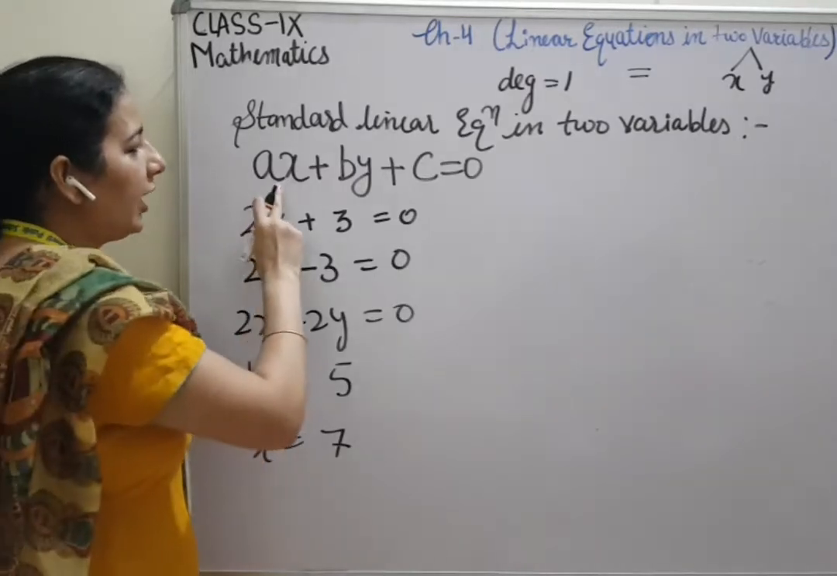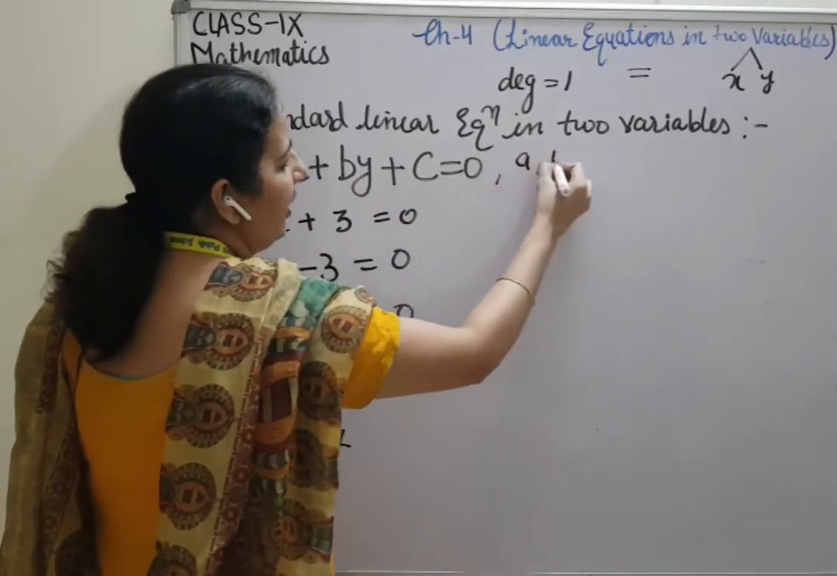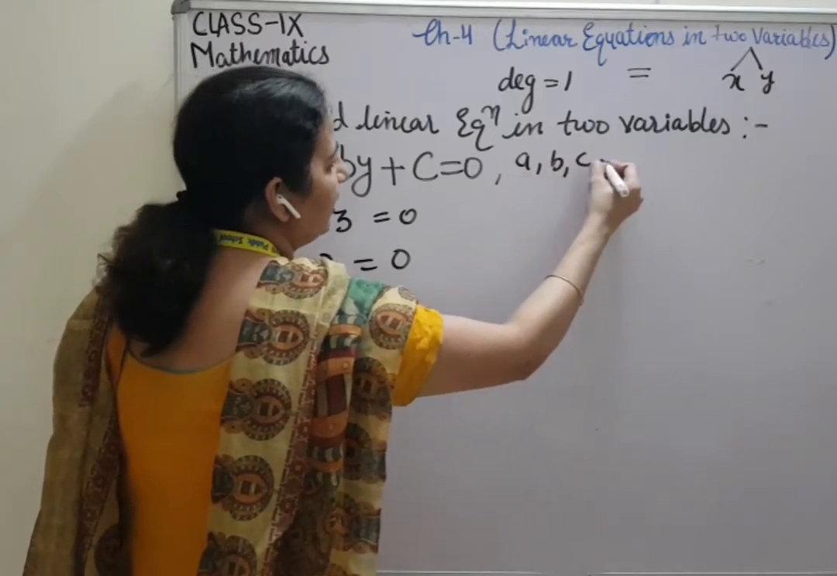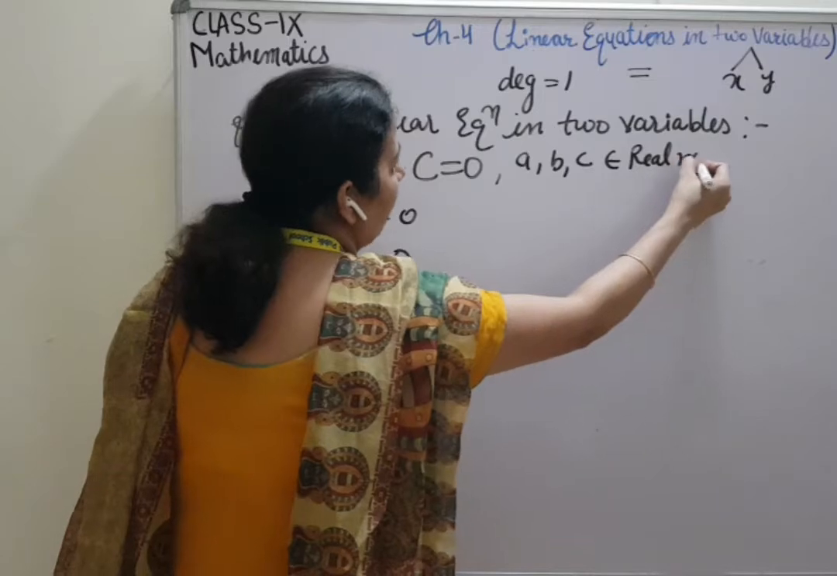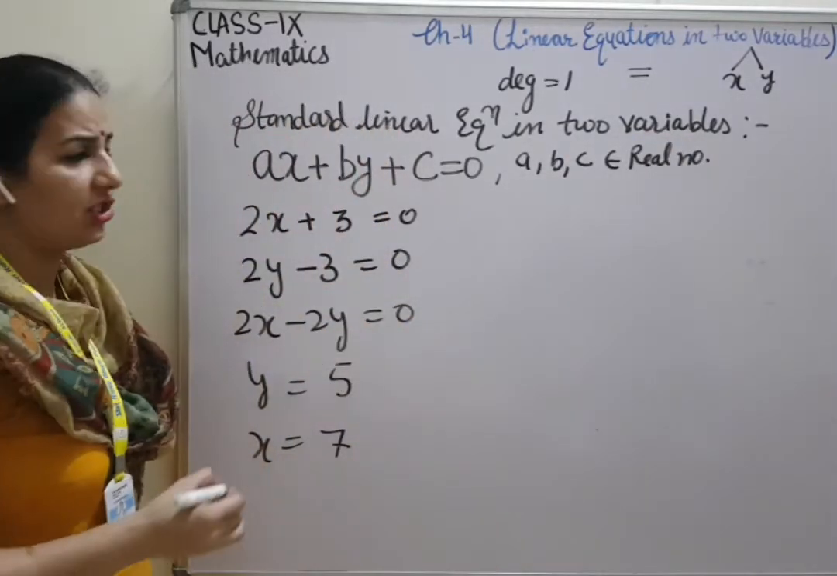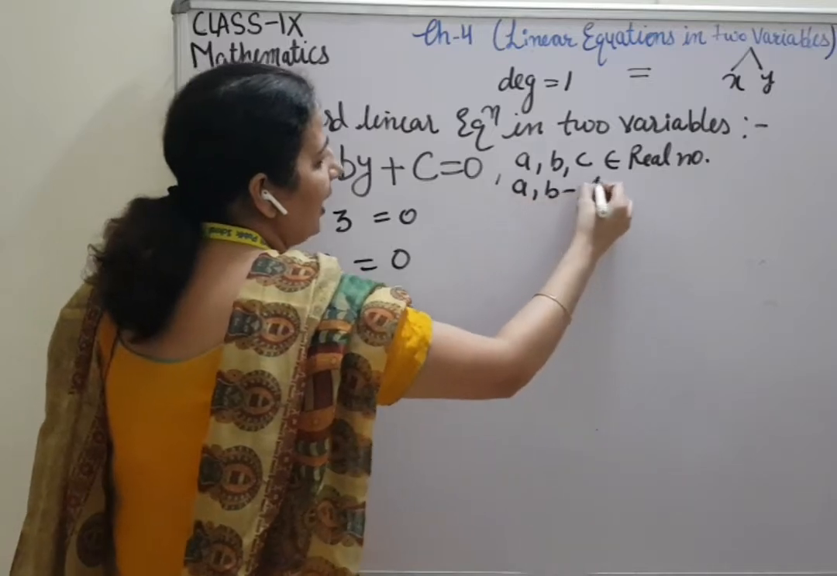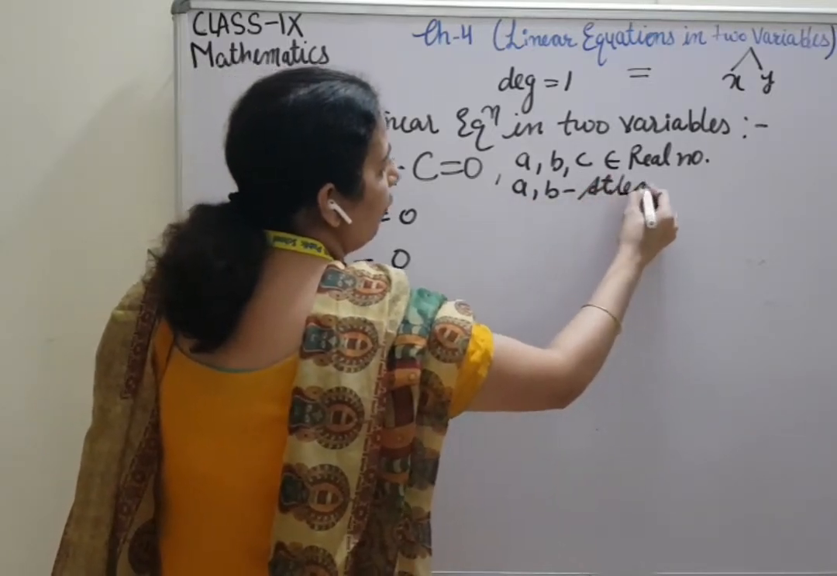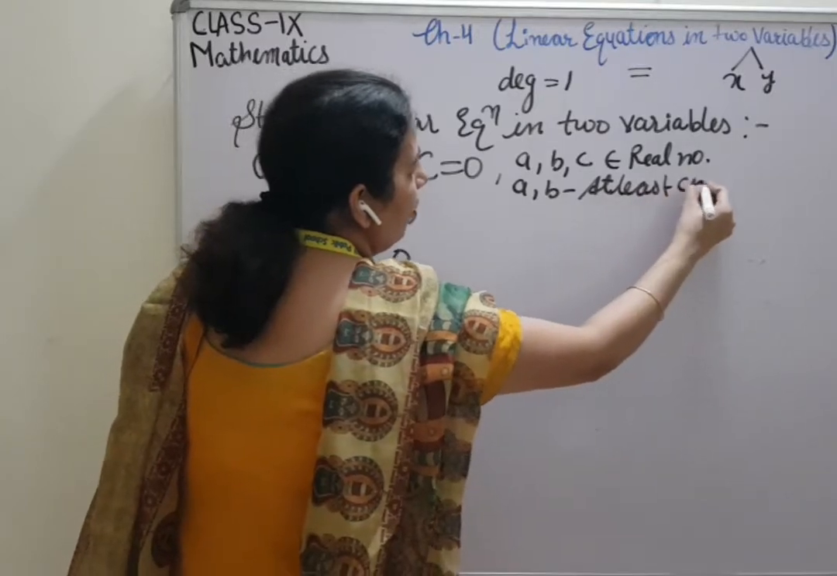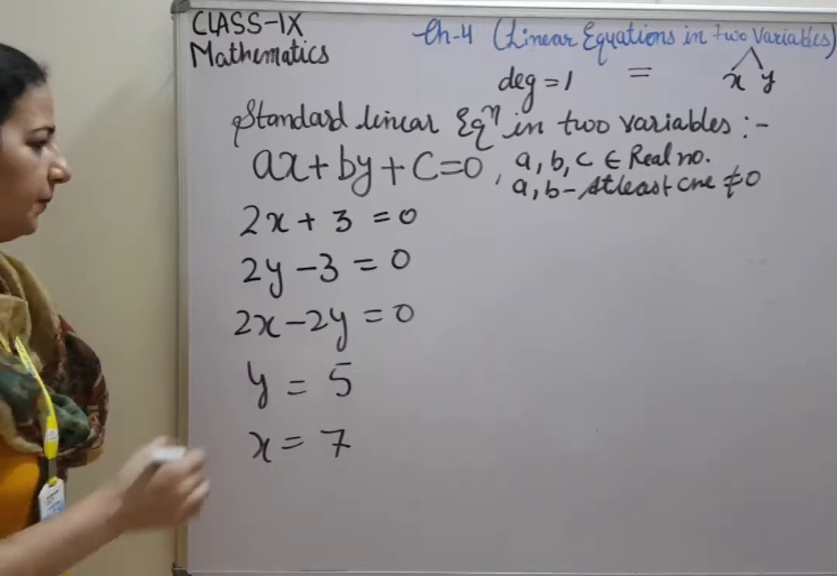First of all, for the linear equation in two variable, I already explained our a, b, c should belong to the real numbers, meaning they can be rational, they can be irrational, and of a and b, at least one should be not equal to 0.